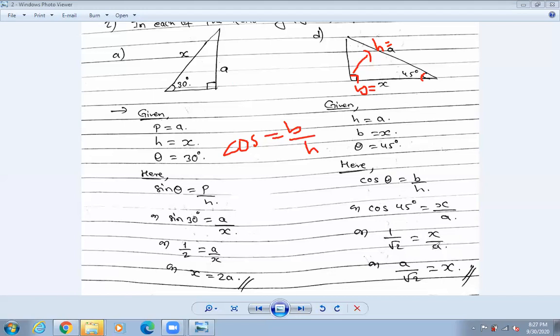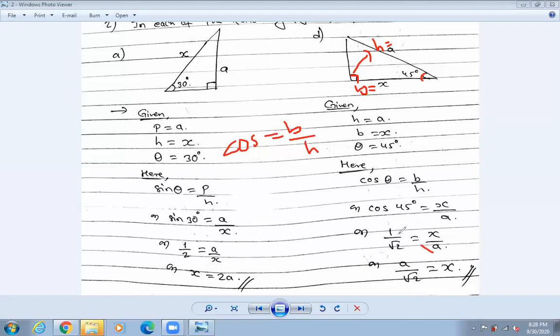The value of X we are asked to find out. So find the value of X. Okay. So let us take this divide sign to this side. Divided by it becomes multiply. So A into 1 becomes A. So A by root 2 is our answer. That means A by root 2 equals X.